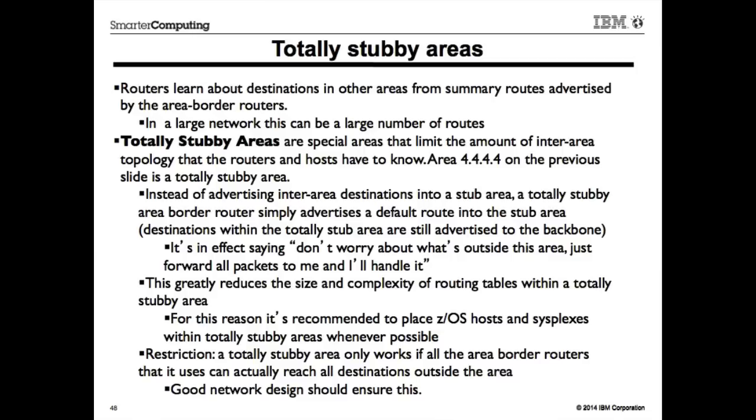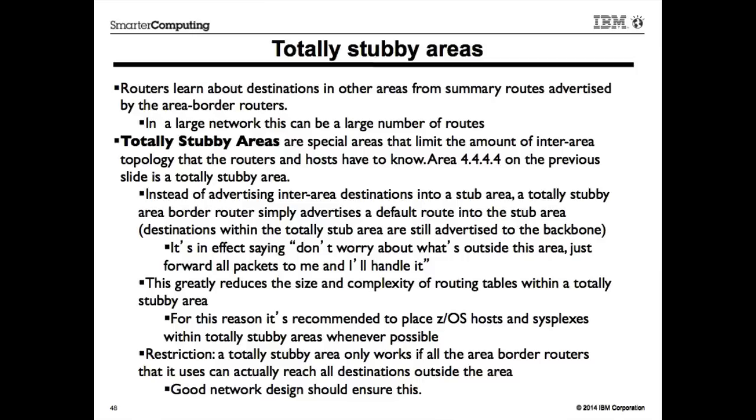The way a totally stubby area works is that the area border router, instead of telling me how to reach everybody in the WAN, just sends a default route into the area. So in effect, in a totally stubby area, the area border router says, don't worry about the topology outside the area, don't worry about destinations outside the area, you don't need to care, forward all packets to me and I will route them for you. So this greatly reduces the size and complexity of routing tables within a totally stubby area. And for this reason, we highly recommend that you place z/OS hosts and sysplexes within totally stubby areas whenever possible.